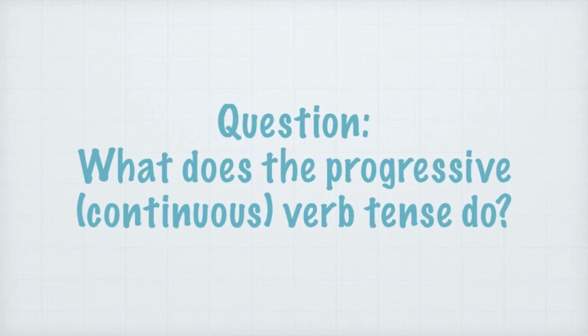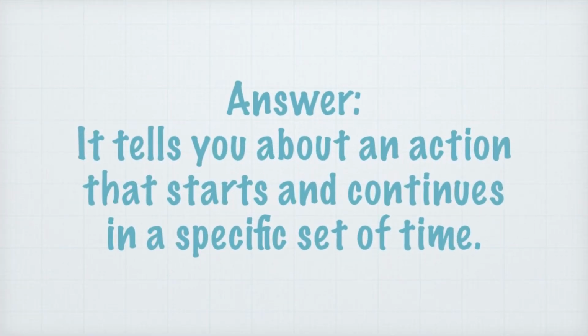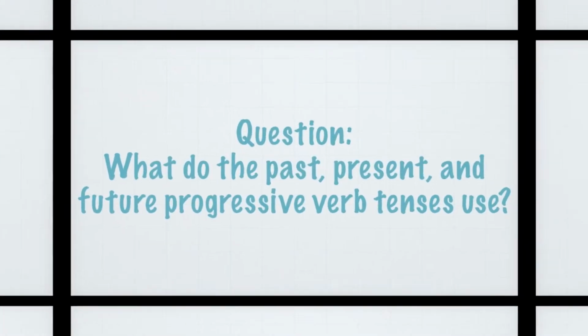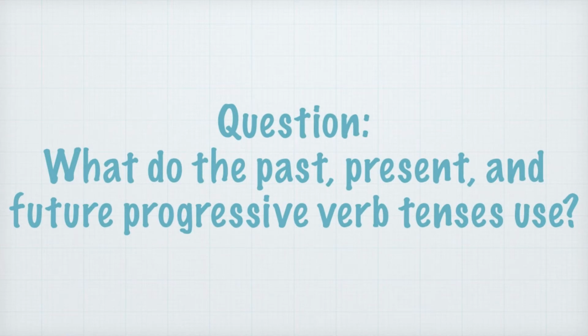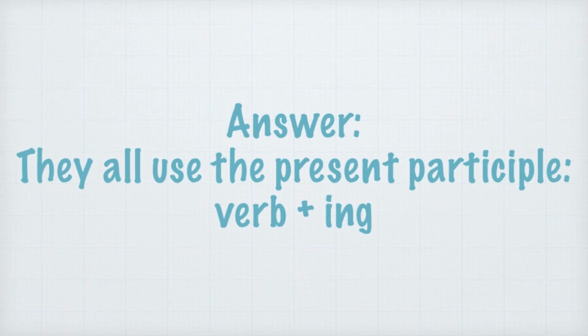What does the progressive continuous verb tense do? It tells you about an action that starts and continues in a specific set of time. What do the past, present, and future progressive verb tenses use? They all use the present participle, verb plus ing.